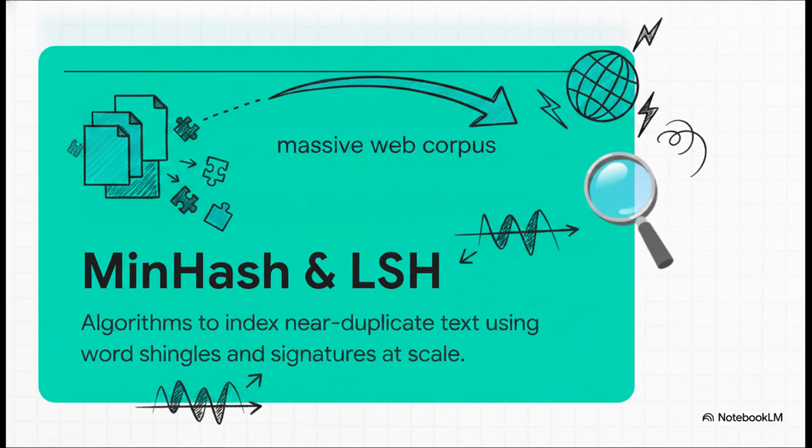These algorithms convert documents into small overlapping text chunks, they call them word shingles, and then generate mathematical signatures for them. This lets us approximate and index near-duplicate document pairs across a massive web corpus at lightning speed. It is just an incredibly clever way to find similar texts without having to painfully compare every single document to every other document one by one.